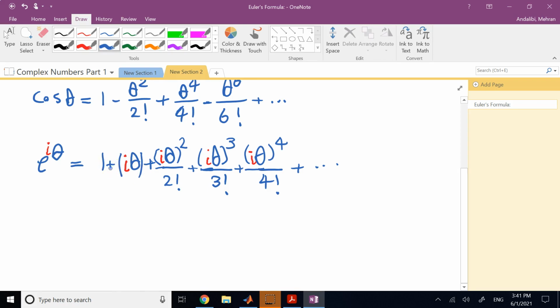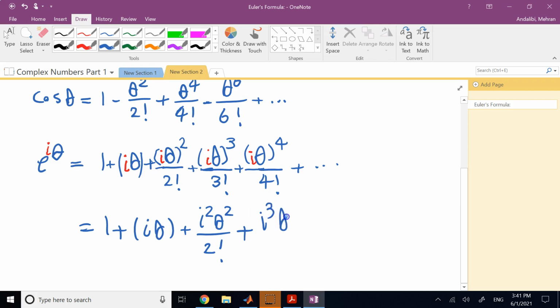Good, now let's expand this term, see what you get. So it is going to be 1 plus i theta, which stays fine. Here it is going to be i squared theta squared over 2 factorial. This is going to be i cubed theta cubed over 3 factorial. This is going to be plus i to the 4 times theta to the 4 over 4 factorial, and keep going.